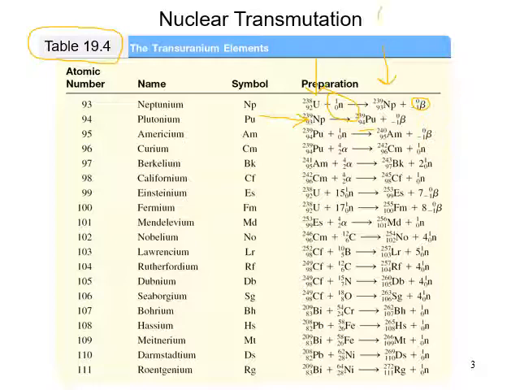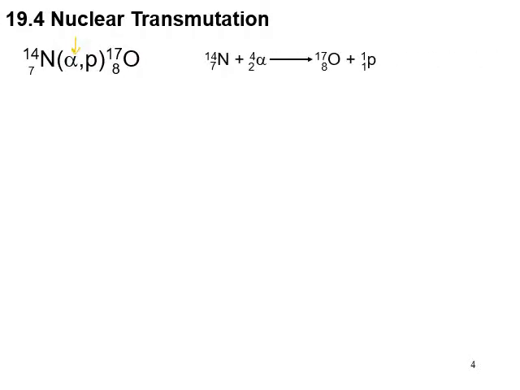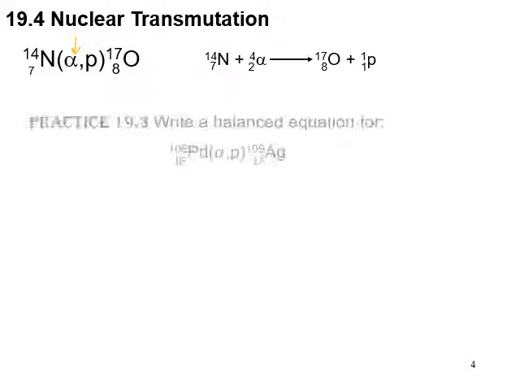And that shorthand notation is a parenthesis with your nucleus plus the different particles and then another nucleus. So let's look at that type of symbolic nature for these transmutation reactions. So this one stands for nitrogen 14 plus an alpha particle. There's your alpha particle to create oxygen 17 and a proton.